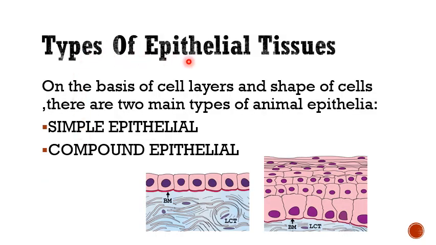Types of epithelial tissues. On the basis of cell layer and the shape of cell, there are 2 main types of epithelia, simple and compound. Simple, as you can see in this image, is made up of a single type of cell, and here you have multiple, that is more than one type of cell. So that is the simple epithelium, and this is your compound or complex epithelium.